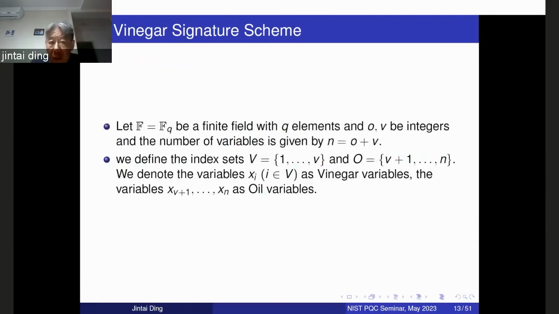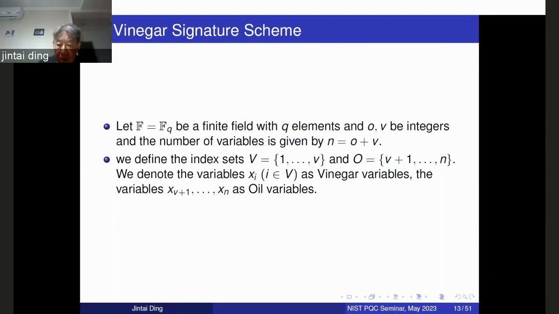Okay, now I would like to introduce the oil vinegar signature scheme in detail. So we choose a finite field F with q elements. Okay, and let O and V be two integers, and we'll set the number of variables to be n, which is equal to O plus V. Now we'll define the index sets. Number one is V, which is from 1 to v, and O is from v plus 1 to n. We denote the variables xi from 1 to v as the vinegar variables, and then x v plus 1 to xn as the oil variables.